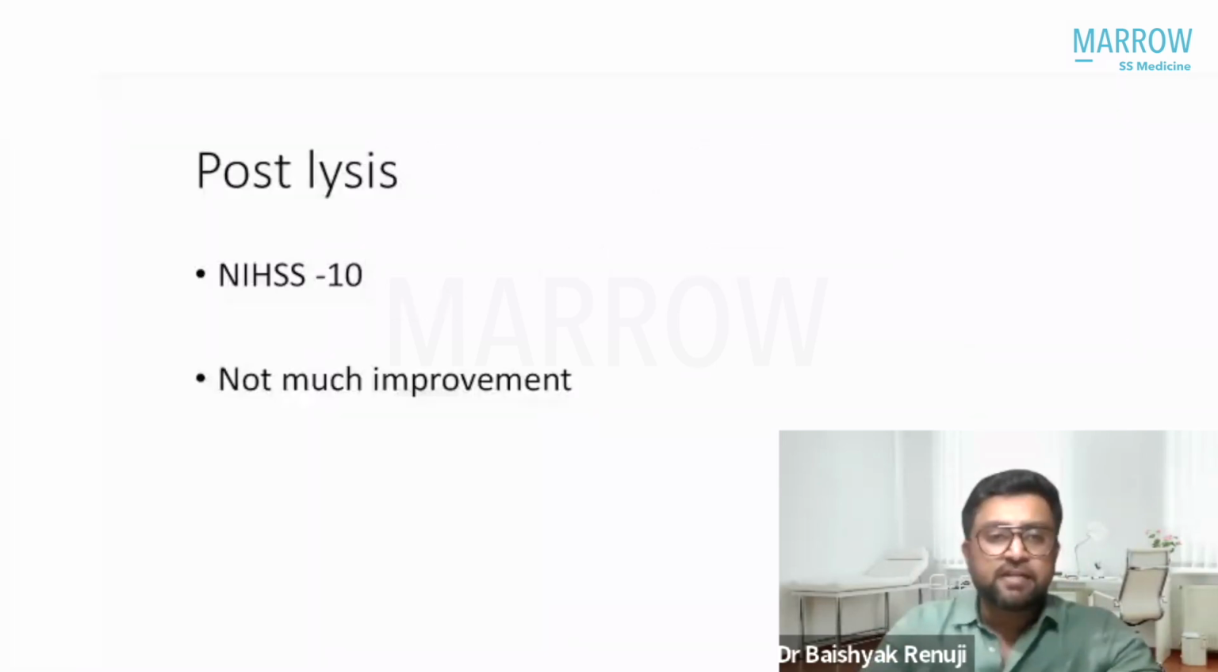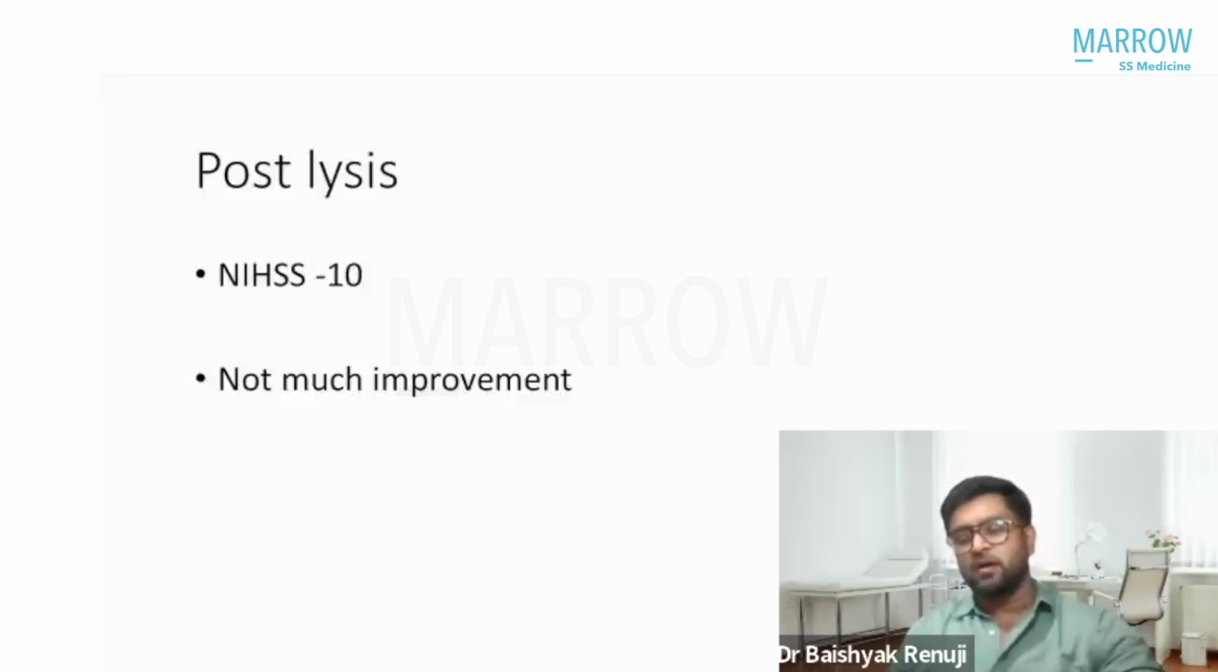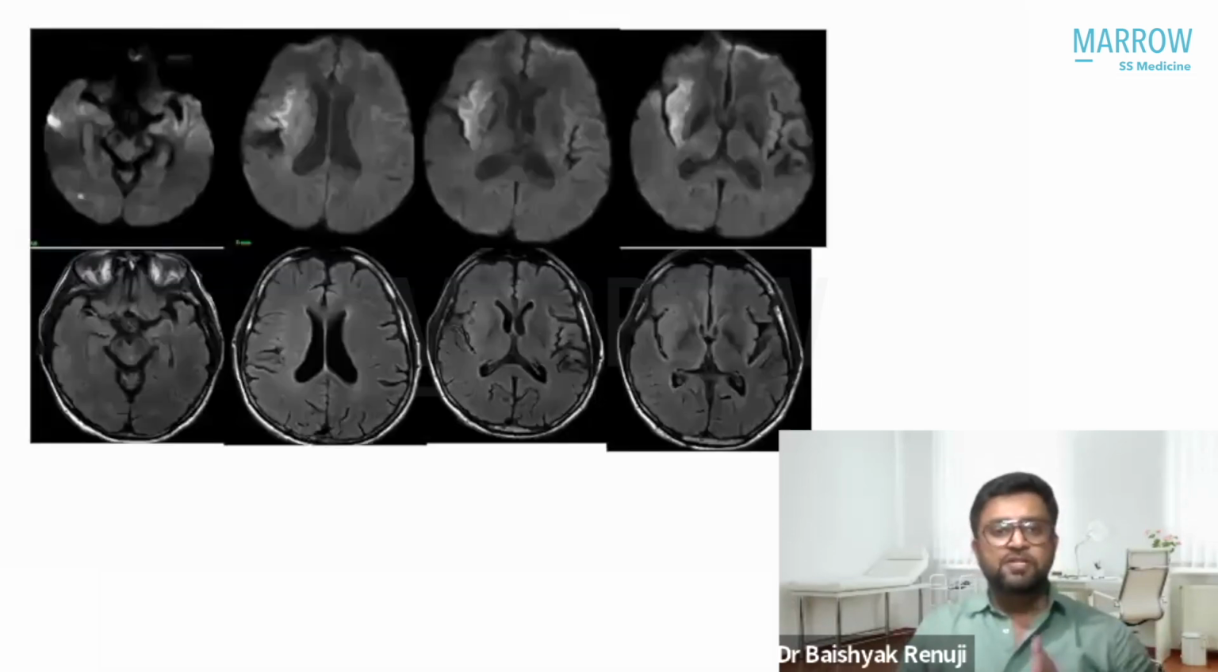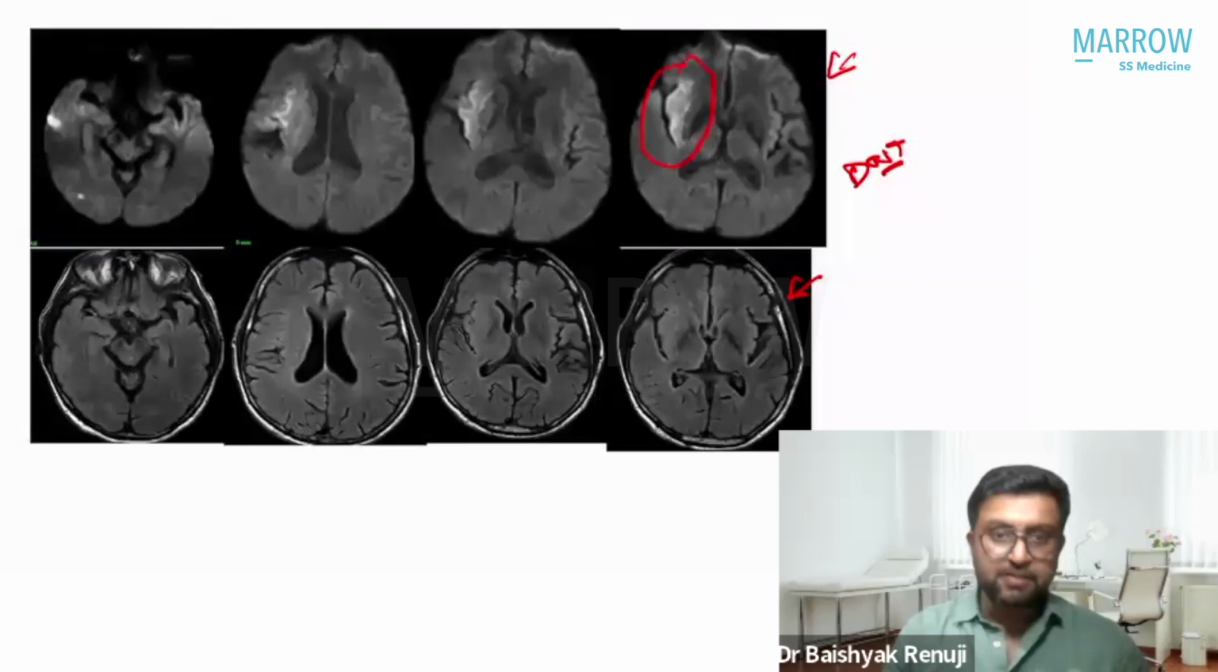Post lysis, there was no worsening, but the patient had no improvement. NIHSS is just 10, not much improvement. So what do you do now? We went ahead with an MRI. What you're seeing on the top is a diffusion-weighted image, and below is a FLAIR. You can see there is hyperintensity in this area, which is the insular area on the right side.